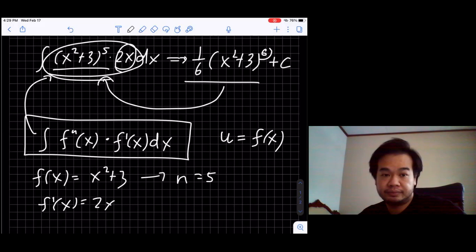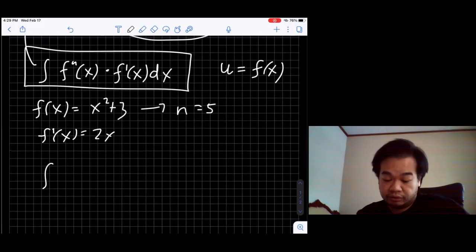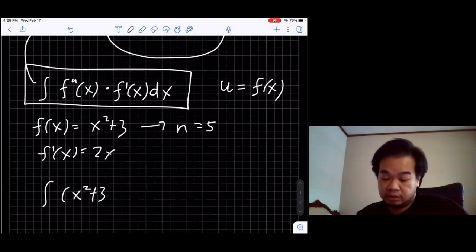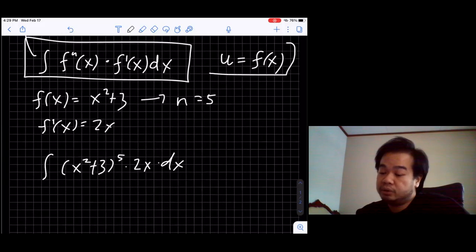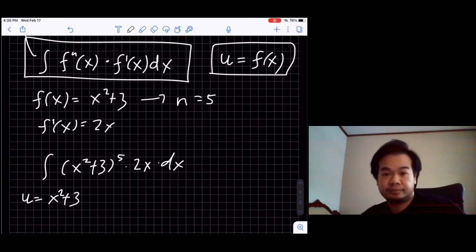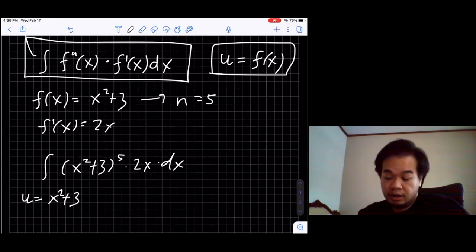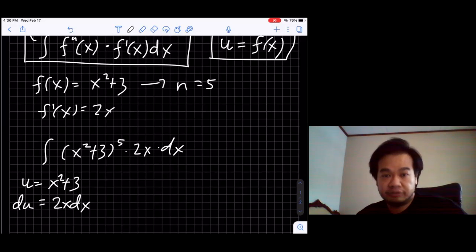So I will try to solve it with the algebraic substitution method. We assume that u equals f of x. In this case, we put u equal to x squared plus 3. Then, of course, du will be equal to 2x dx. This is the differential.